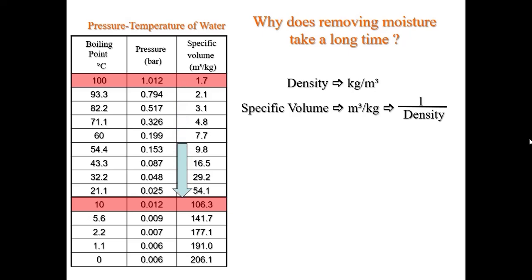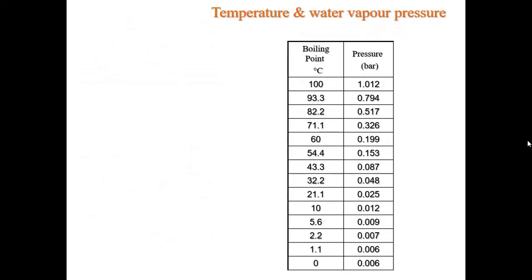Now let's see how one can be sure that moisture is removed and the system is ready for charging using vacuum pressure. First, I am going to explain water vapor pressure. This is a temperature and pressure table for water. Water at 1 bar evaporates at 100 degrees Celsius. If you go to the top of a mountain, water will evaporate at a lower temperature because the atmospheric pressure is lower. So, when pressure decreases, the evaporation temperature also decreases.